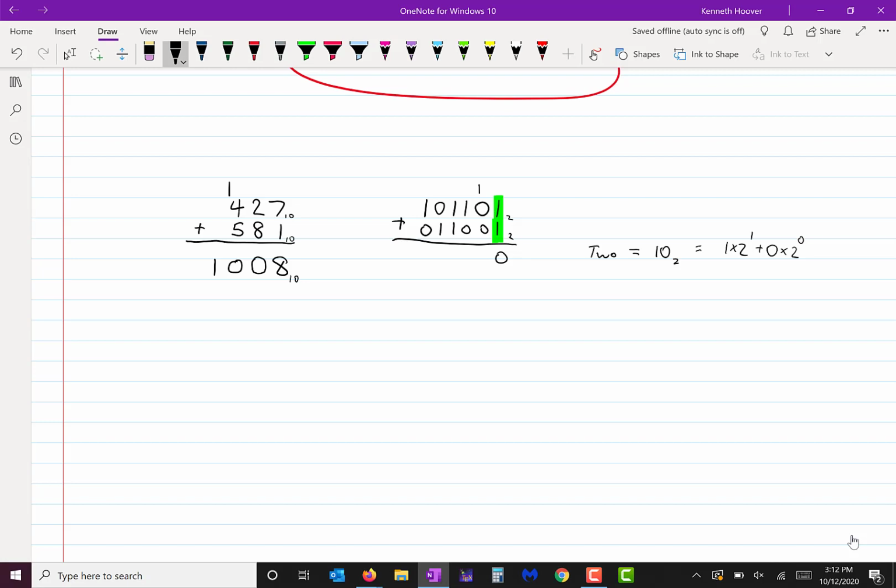Okay? And then in the next column, I have 1 plus 0, which is 1, which requires no carrying over. And then in the next column, I have 1 plus 0, which is 1. And then in the next column, I have 1 plus 1, which is 2. So I put the 0 here and carry the 1 over. And now I have 1 plus 0 plus 1, which is 2. So I write a 0 here, carry the 1 over. Now I have 1 plus 1 plus 0, which is 2. So I write a 0 here and carry the 1 over, and there's our answer. Okay?